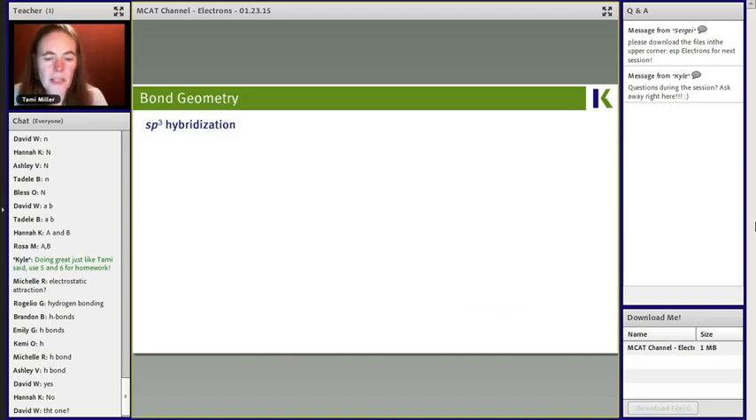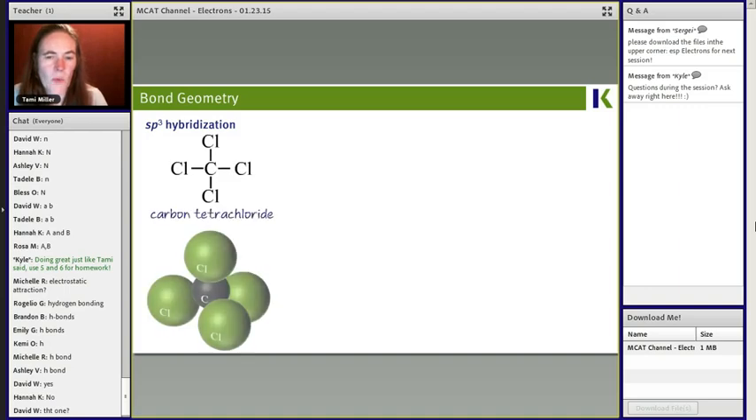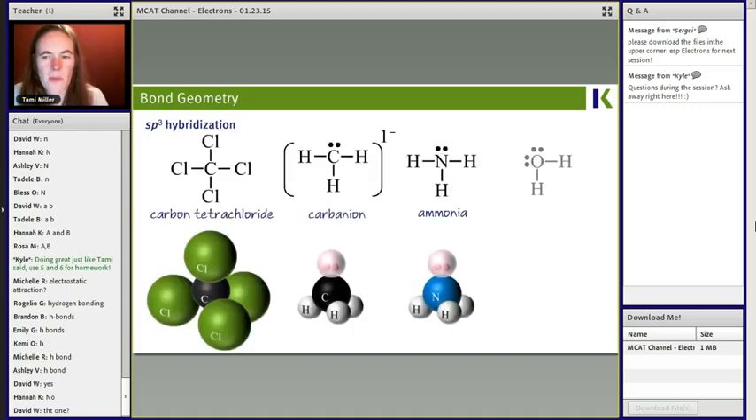Other sp3 hybrids here include carbon tetrachloride, carbanions, ammonia, and water. All of these with the extra electrons, those electrons are considered to be sp3 hybridized, and this is considered a tetrahedral electronic geometry.